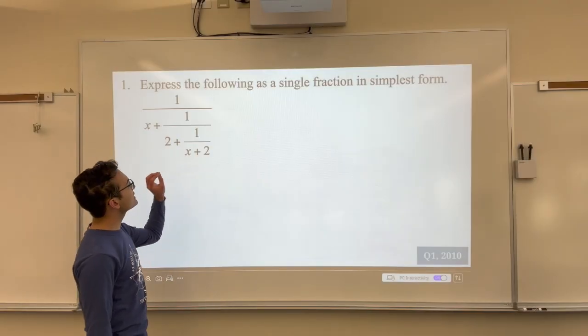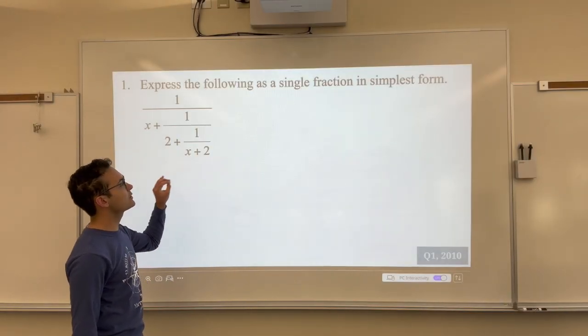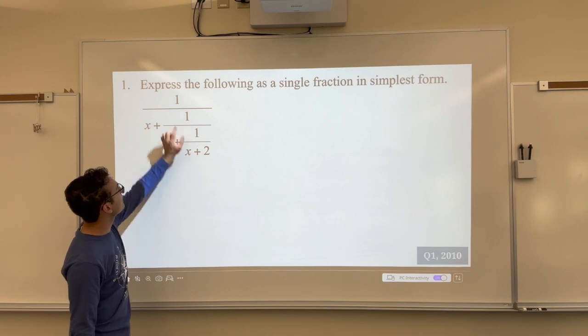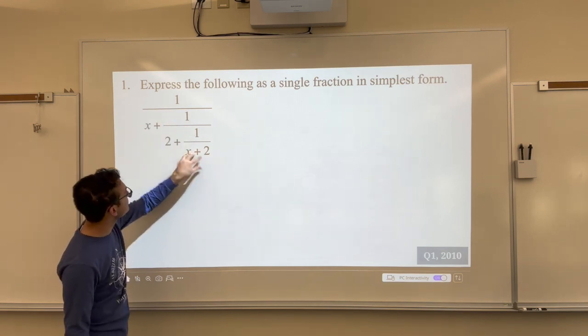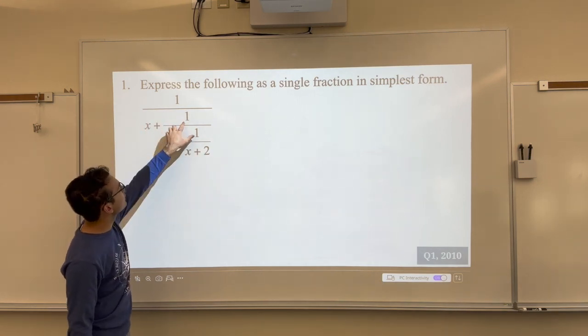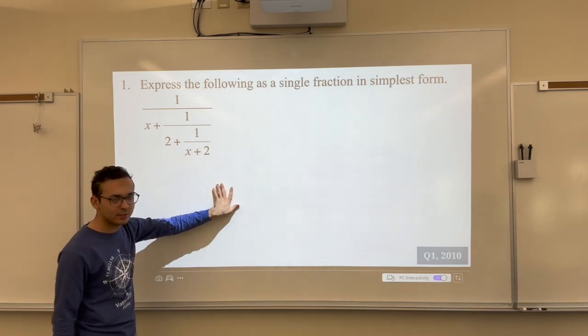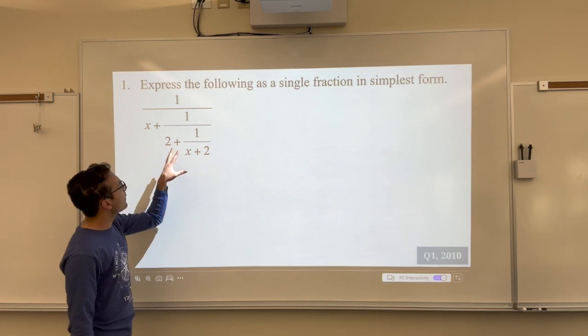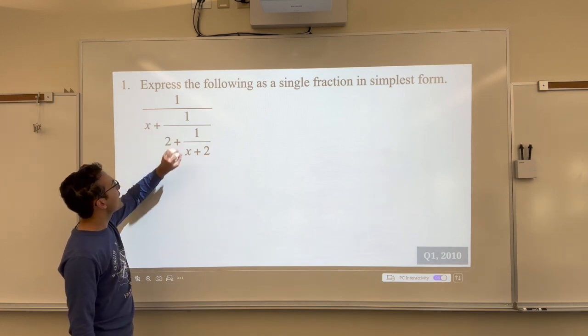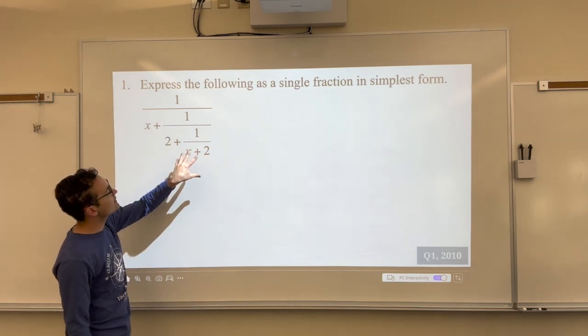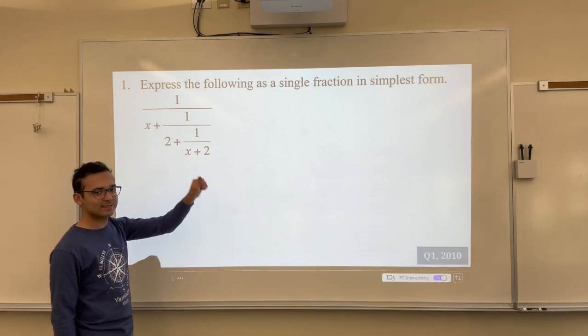All right, so let's express the following as a single fraction in simplest form. So notice how here we have a numerator and then a denominator, which itself is a term, plus a numerator over a denominator, which itself is a term plus a numerator over a denominator. So there's a lot going on here, and we actually would call this a continued fraction, and because it stops, it's called a finite continued fraction.